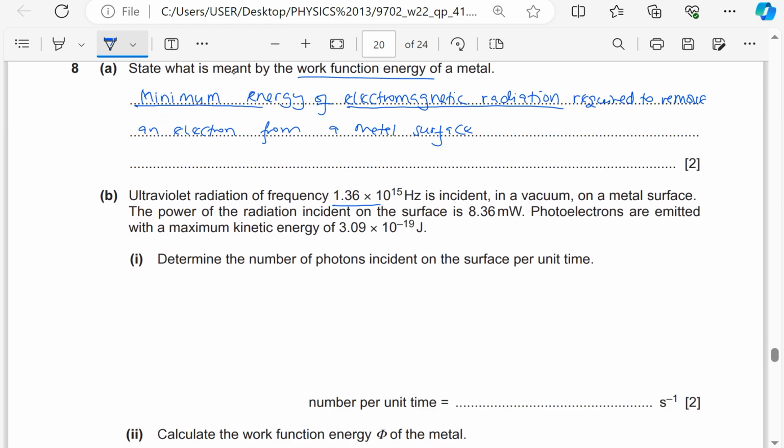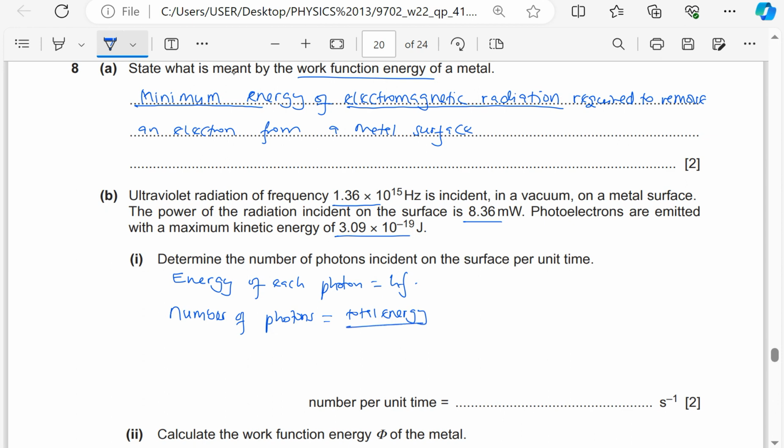Ultraviolet radiation of frequency 1.36 times 10 to the power of 15 Hz is incident in a vacuum on a metal surface. The power of the radiation incident on the metal surface is 8.36 milliwatts. Photoelectrons are emitted with a maximum kinetic energy of 3.09 times 10 to the power of minus 19 joules. Determine the number of photons incident on the surface per unit time. So let's first find the energy of each photon. The energy of each photon is given by hf. We have the frequency, and we know what h is. So the number of photons is going to be the total energy divided by hf.